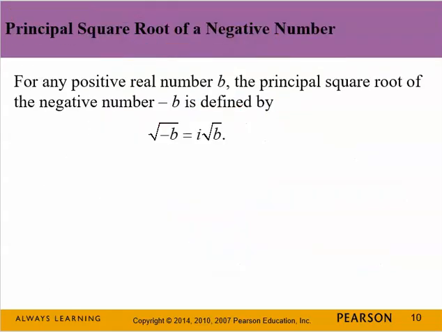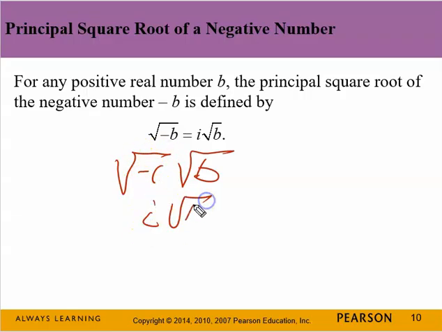Here is a definition. The principal, or main, square root of a negative number: for any positive real number b, the principal square root of negative b is defined by taking the i, which is the square root of negative 1. Let's just tease this apart. In a sense, this is the square root of negative 1 times the square root of b. So we said in the first slide or so, we define this as i times the square root of b.